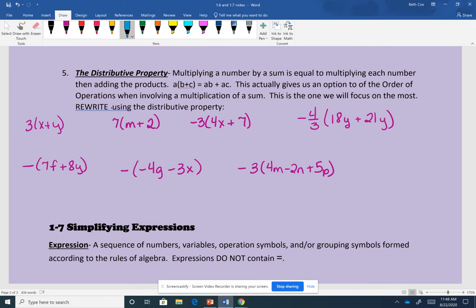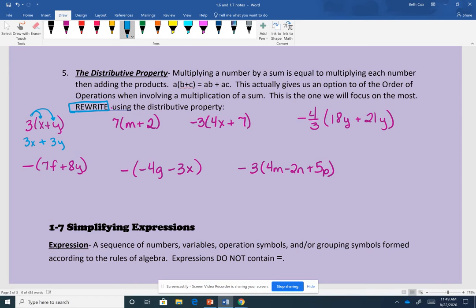This is 3 times the parentheses. It's 3 multiplied by everything in the parentheses. So it's 3 times x, which is 3x, and it's 3 times y, which we call 3y. And so it's a plus, so it's 3x plus 3y. So that's it. That's all you're doing. That's a rewrite. Rewrite using the distributive property.